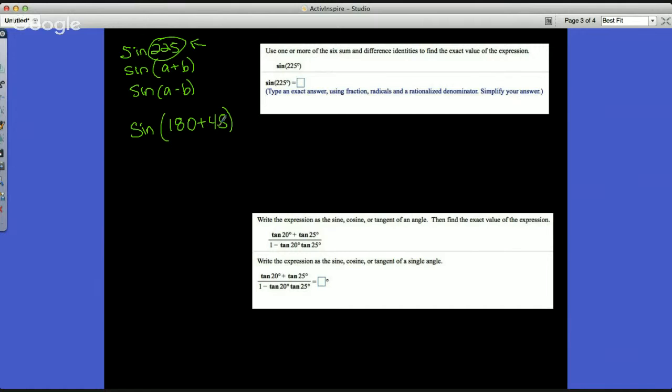So then we go to our formula sheet and realize that it is sine of A cosine B plus cosine of A sine B. All right, so we're going to plug and chug. A is 180, B is 45. Okay, plug and chug here.